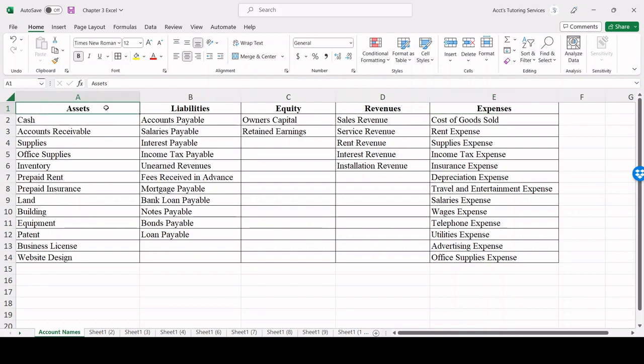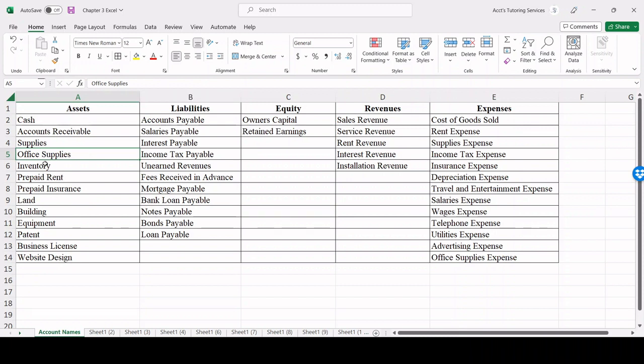Remember, an asset is a future benefit. Cash is obviously a future benefit. You can use cash to buy things like inventory. Accounts receivable is a future benefit because someone owes you cash in the future. Supplies and office supplies are essentially the same thing, so we can use these interchangeably. So supplies is things like paper, pencil, pen, stuff like that.